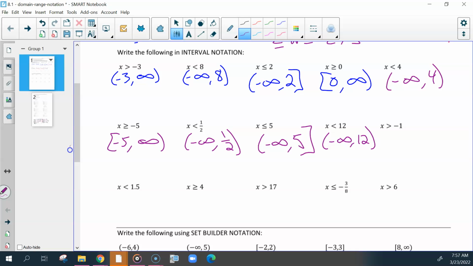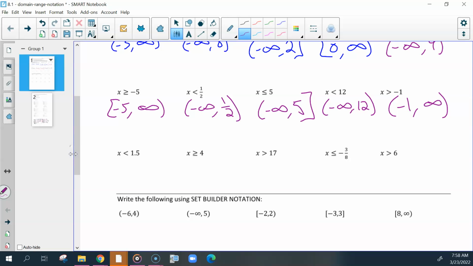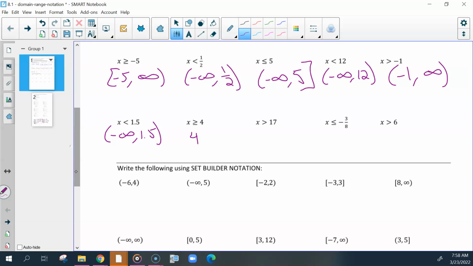X is greater than -1. Where would that start? Start at -1. Parenthesis or bracket? And go to infinity. X is less than 1.5. We start at negative infinity, go to 1.5, parenthesis or bracket. X is greater than or equal to 4. Where would that start? 4. Parenthesis or bracket? Bracket. And that would go to positive infinity.